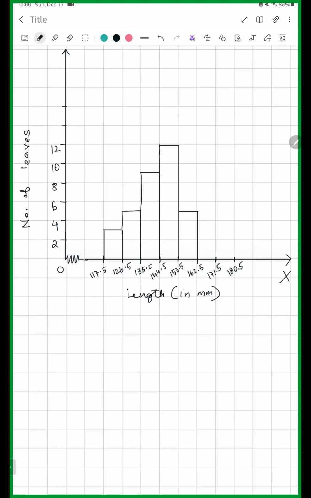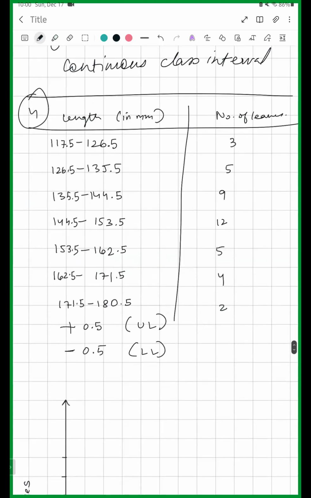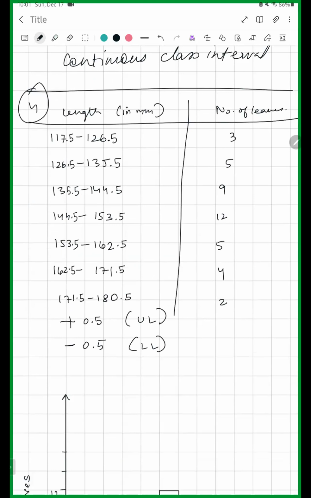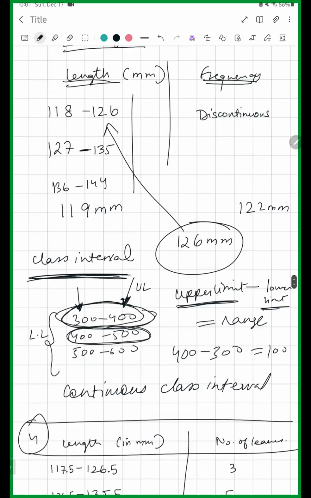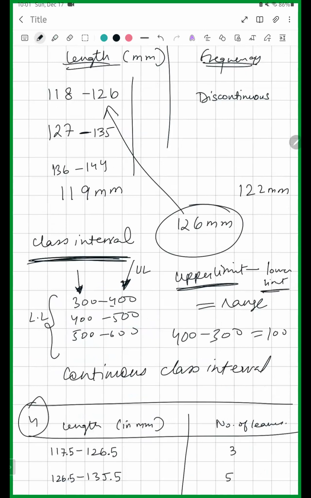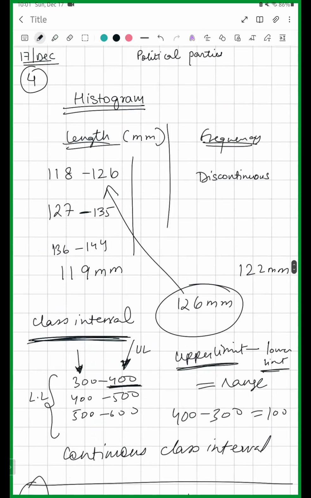Abdul Jabbar, what is the need to add 0.5? I just explained over here. See, why are we adding 0.5? Because in the previous table, in the question, it was a discontinuous class interval. Discontinuous means it is not continuous. And continuous is this: the first one ends at 400 and the second one starts at 400. But in our current question, it is not continuous.